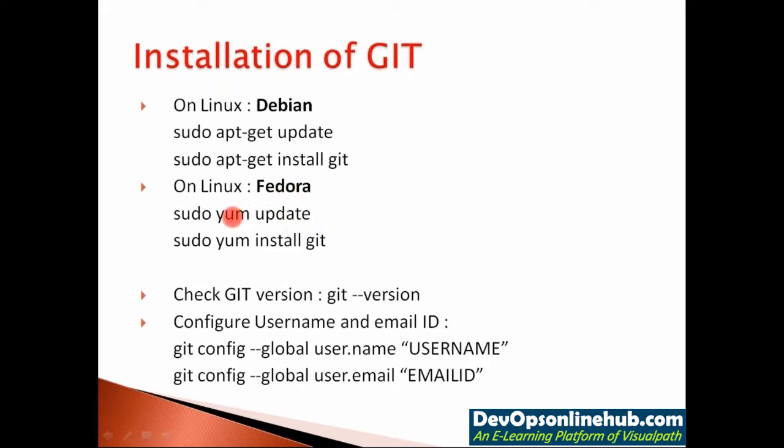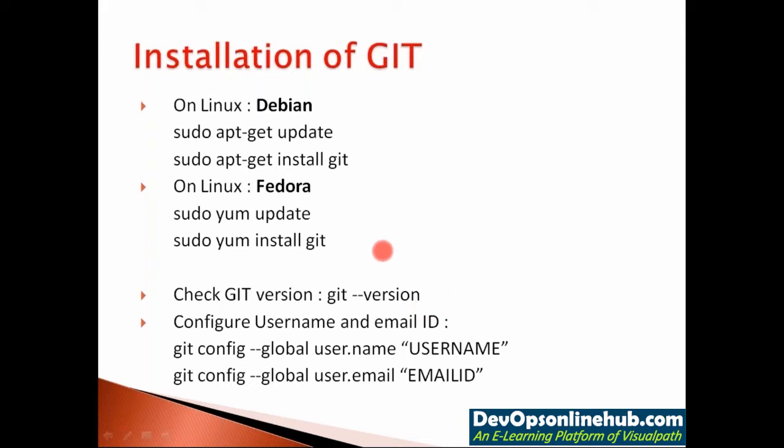After that, if it is a Fedora-like system, such as CentOS, the package manager is yum. So we will update our system using yum update, and after that we will install Git using yum install git. Then we will cross-check it with the git version. It will give you the latest version of your installed Git.